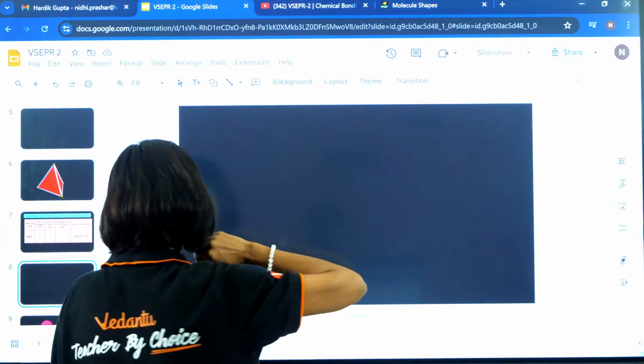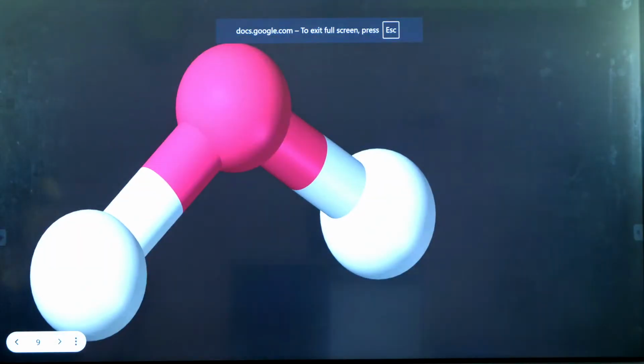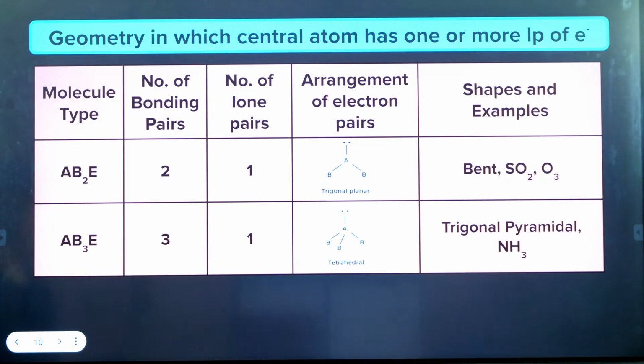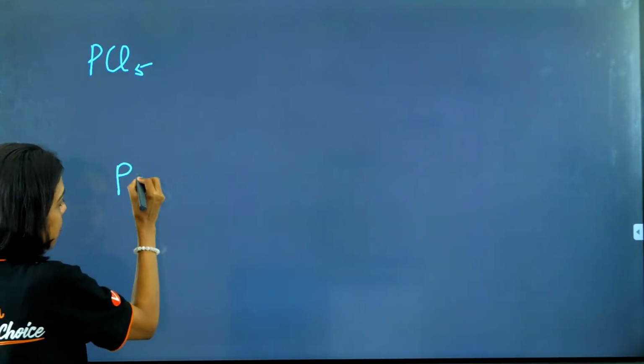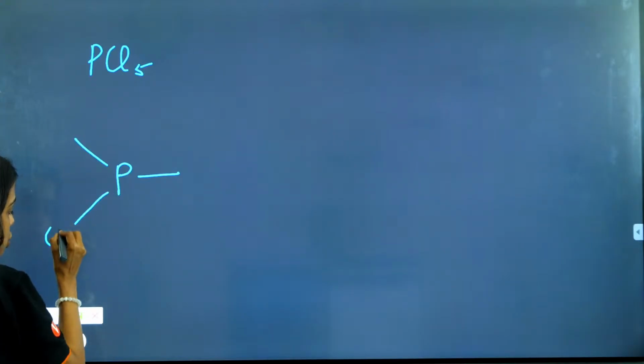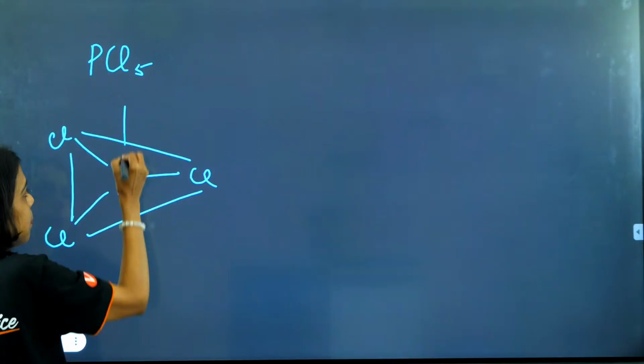Let's quickly move ahead. So this is the shape of the water molecule, guys, that is bent shape or V shape, right? Okay. Now, suppose I have 5 electron pairs around the central atom, as I told you, the case of PCl5, all are bond pairs. So if you have 5 electron pairs around the central atom, the shape of the molecule is what? Trigonal pyramidal.